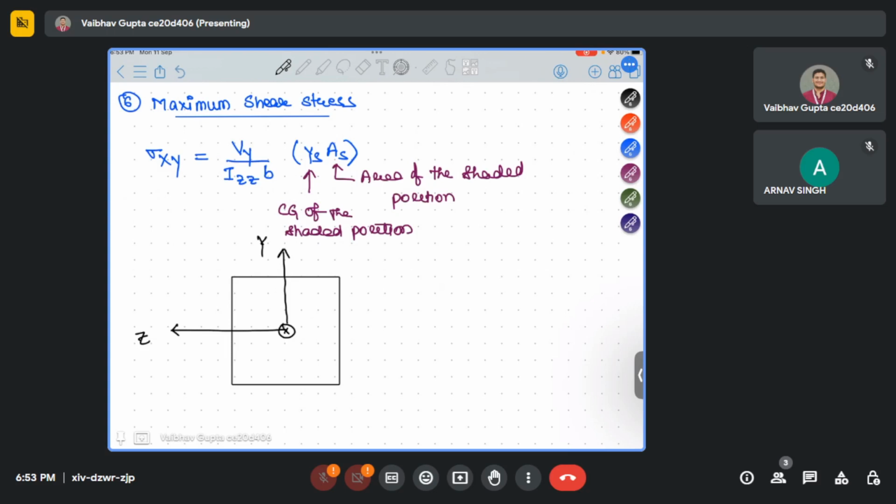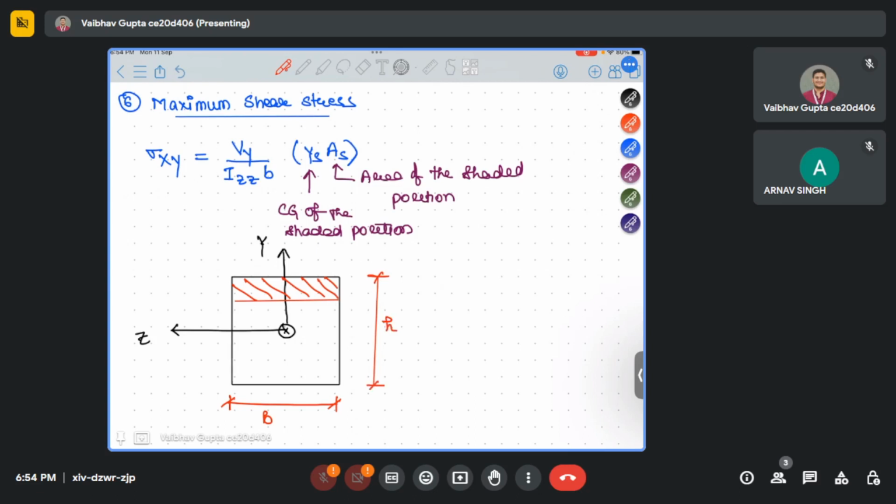First we'll find the expression of sigma xy and then we'll maximize that expression by differentiating and equating to 0. So how to find this expression? Suppose I have made this cut here and this is my shaded portion. This width b is given. I will write in notations now. Finally we'll put in the values.